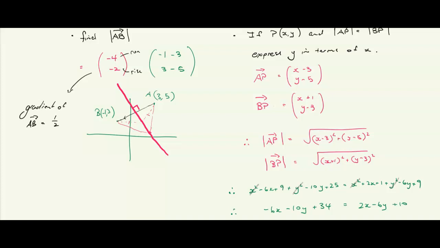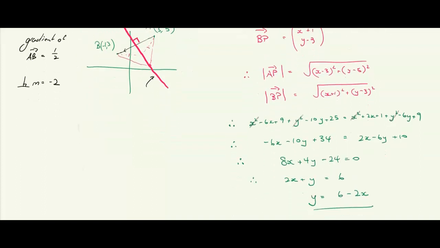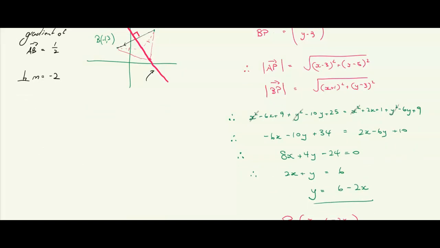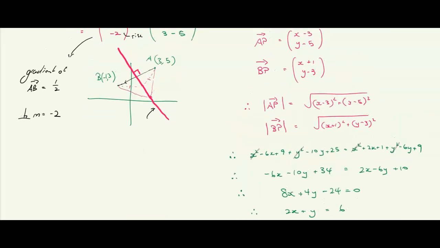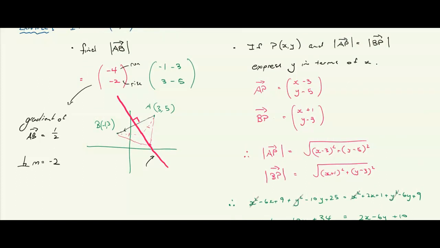That means that my perpendicular gradient is equal to -2. So that means that my red line here should have a -2 gradient, which we can see from y equals 6 minus 2x, sure does. It goes through the midpoint of (3, 5) and (-1, 3). So the midpoint, you can work that out as well. That's, what's that? So the midpoint would be 1.